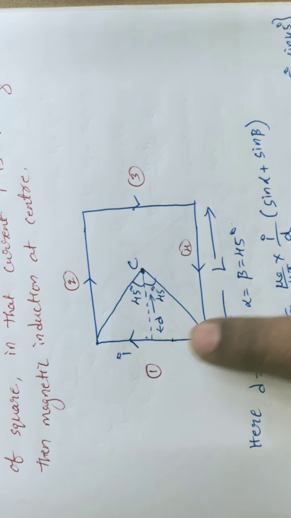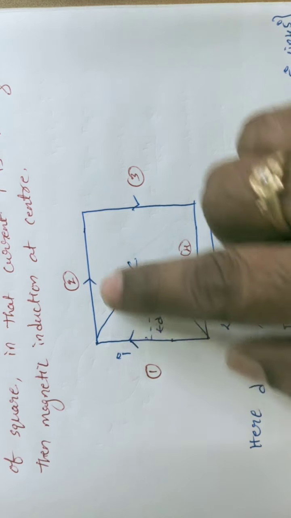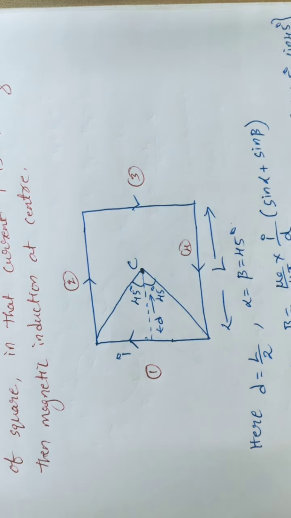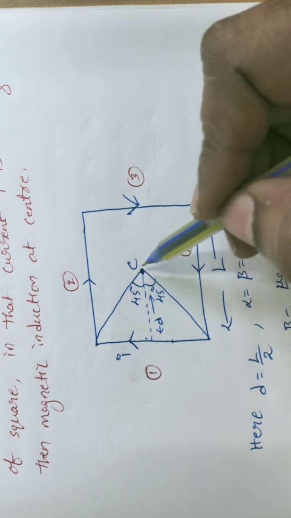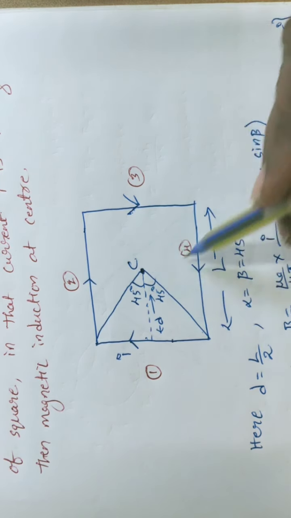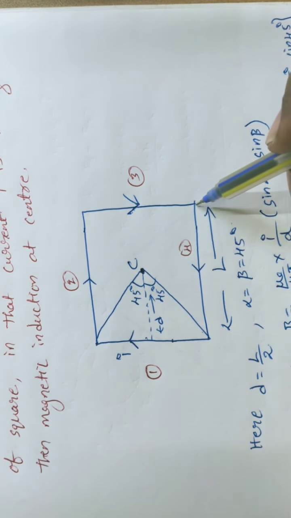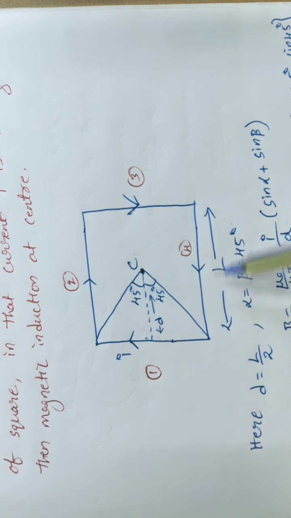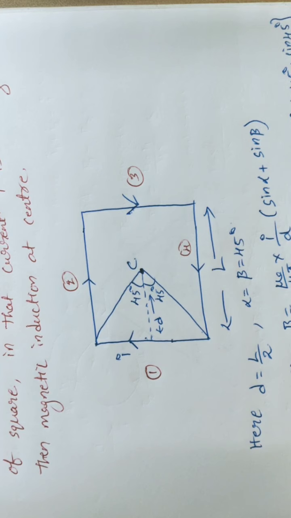Is it clear, students? The current first goes this side, then comes this side, then this side, and finally this side also, moving continuously. One thing: this is actually the midpoint of the wire, and the distance is D. By observing, you can easily guess the D value is equal to L by 2.